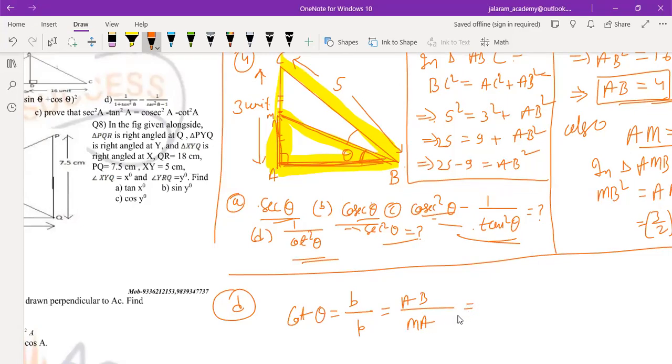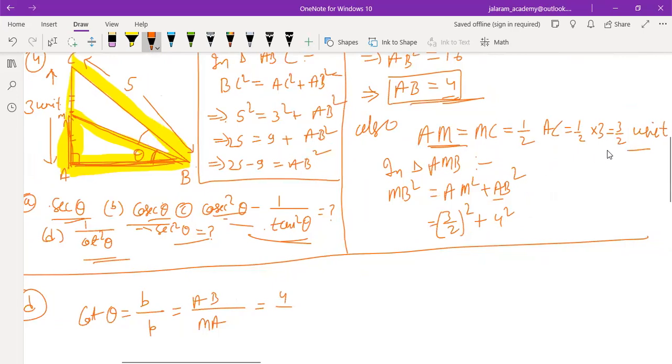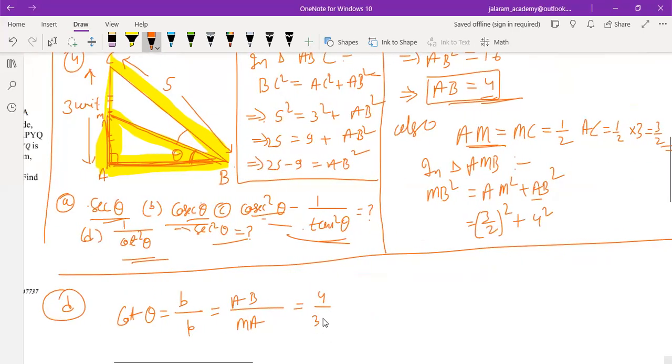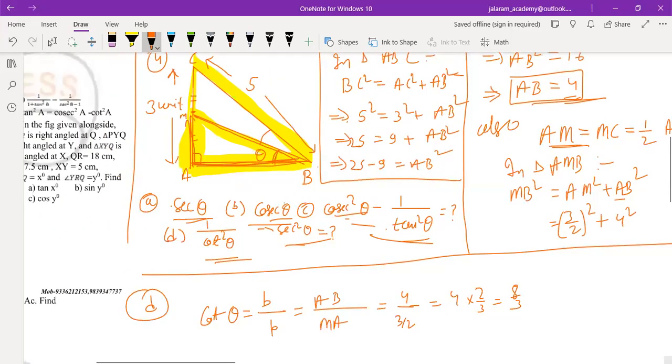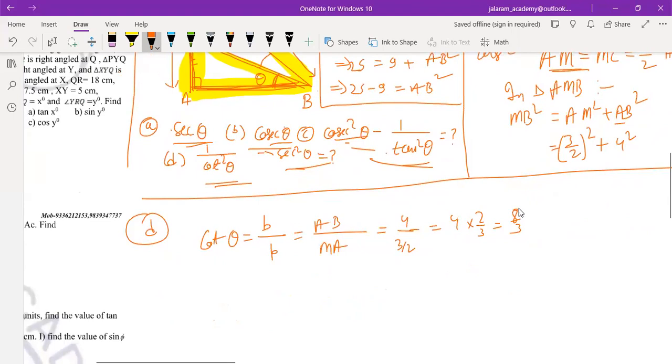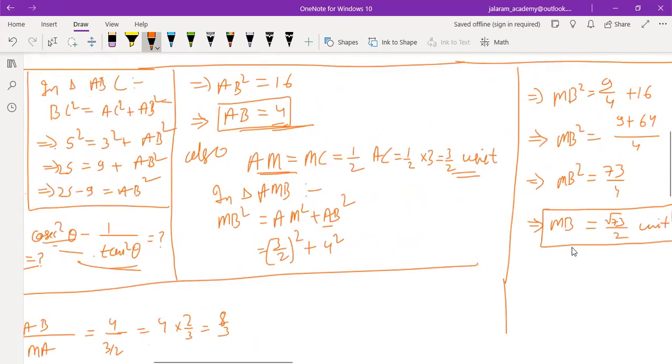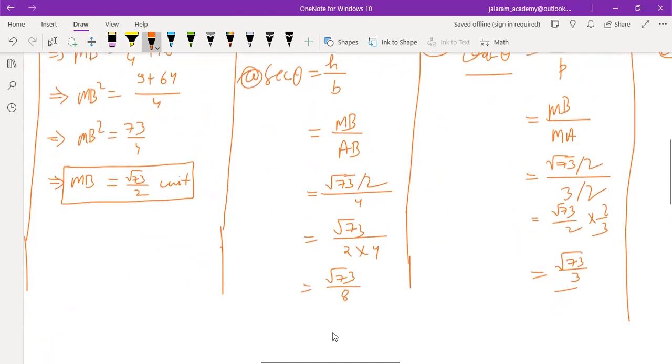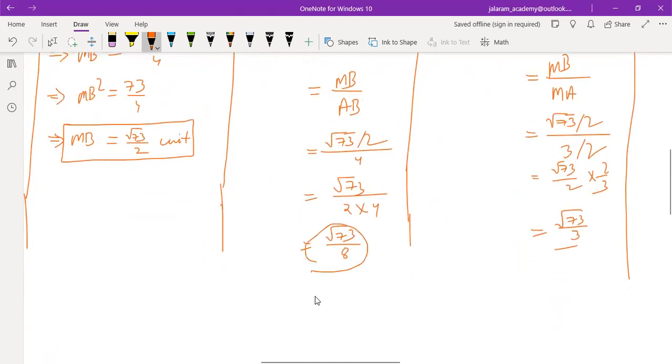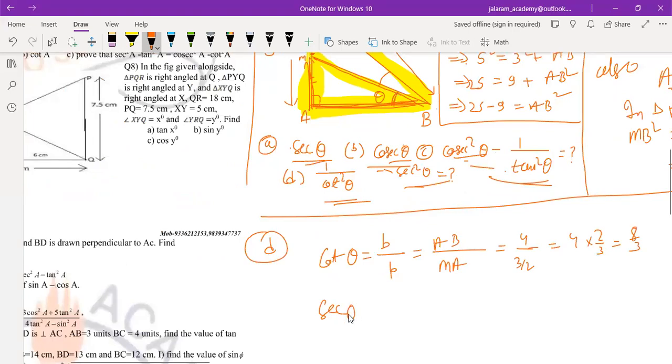Length of AB is 4 unit. Length of MA, or AM, is the same thing, 3 by 2. So 4 into 2 by 3, that is 8 by 3. Again sec theta. So how to find sec theta? Sec theta is the ratio of hypotenuse upon base. We have calculated it. Its value is root 73 by 8. So write it directly: sec theta equals root 73 by 8.